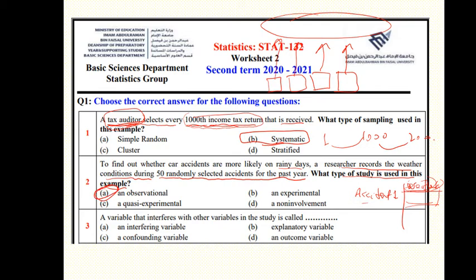A variable that interferes with other variables in the study is called, okay, we said about this, a confounding variable. This variable interferes with the independent and dependent variables. So we say it is a confounding variable.